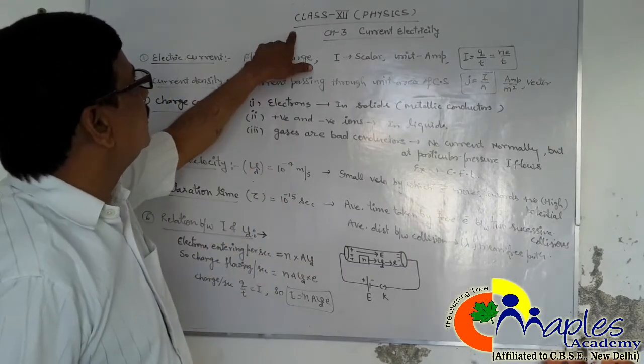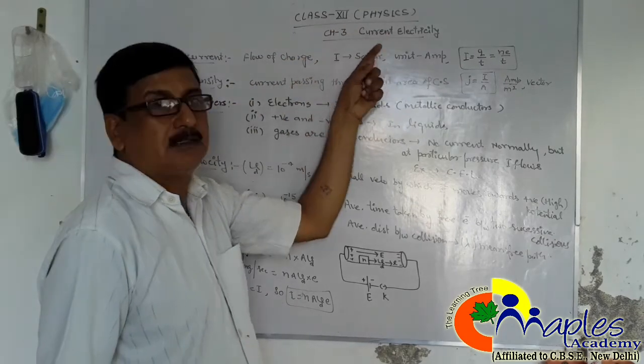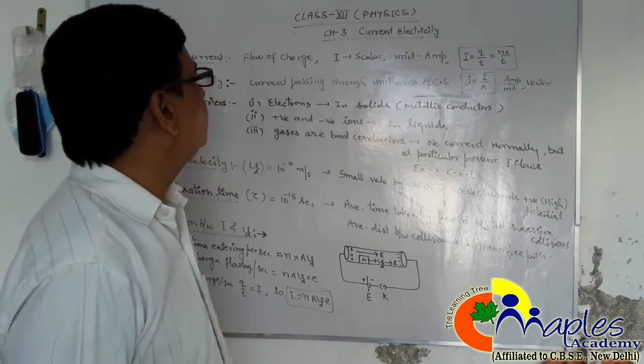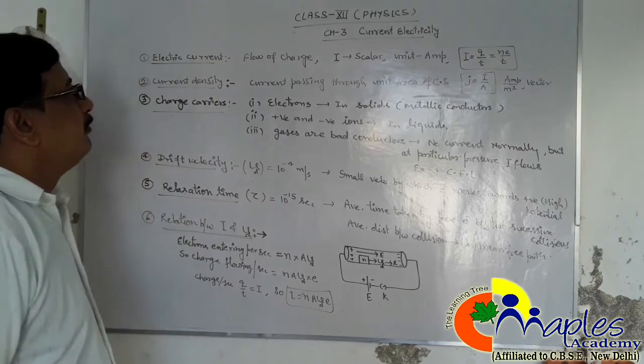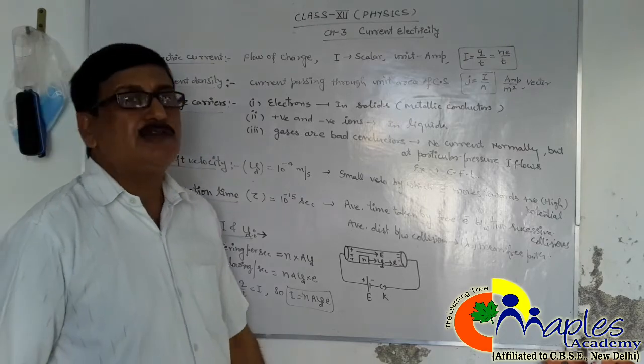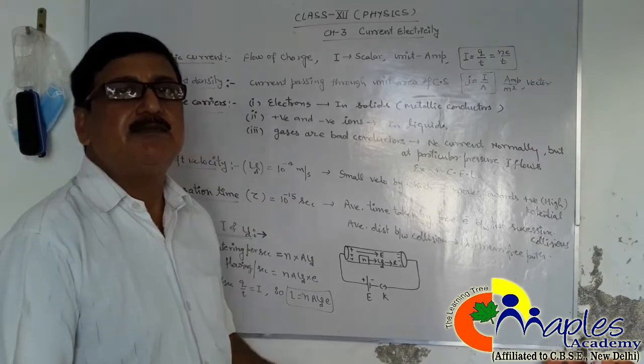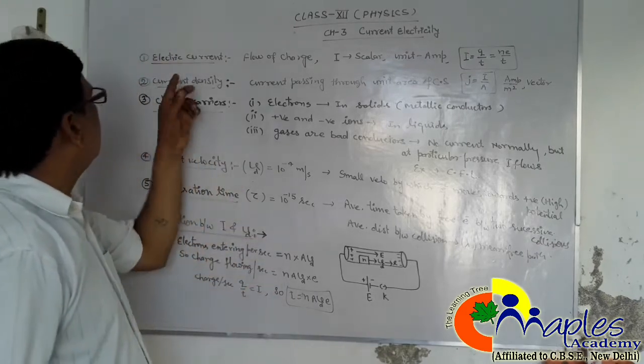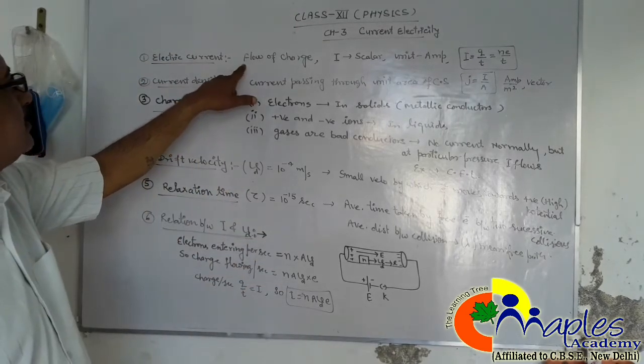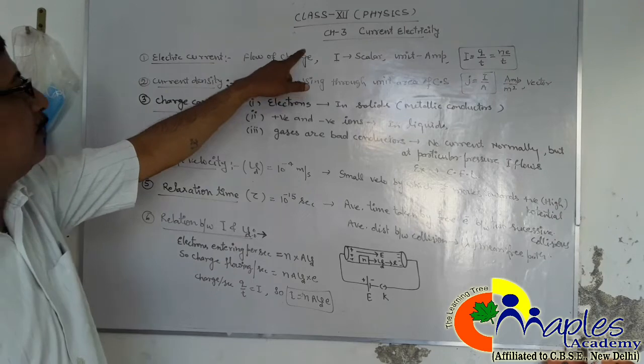Now we are in class 12th physics and chapter number 3, current electricity. What is electricity? The study of charge when charge is in motion through a conductor or wire. Electric current is the flow of charge. And how is it measured?